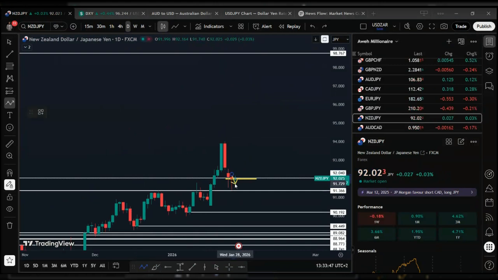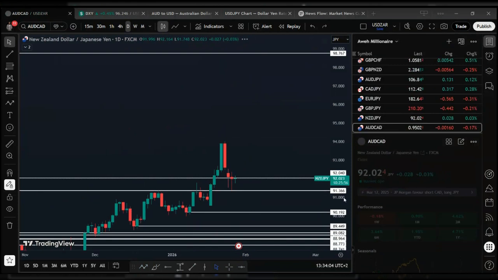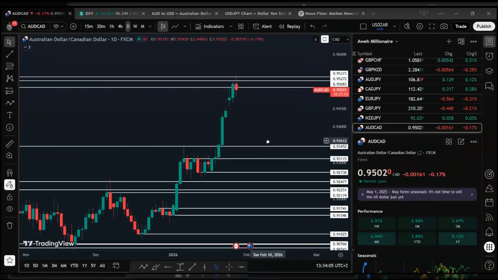close below this level, sees price retesting the support here at the 91.36 level, but a further break below this level then confirms this reversal to the downside, with the next major support sitting at the 90.19 level of major support on NZD JPY. Next up, we've got Aussie CAD here.